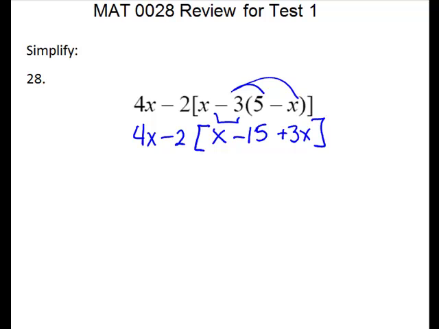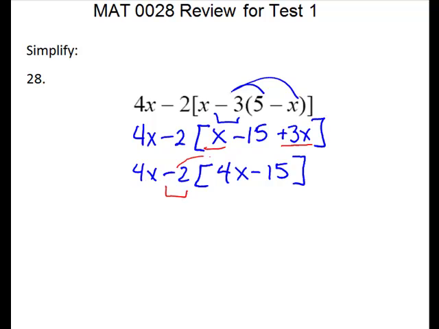Now we are inside the bracket. That was distribute, so we should have ended up with some like terms, and we did. 1x plus 3x gives us 4x inside the bracket minus 15. And now we're ready to distribute again.